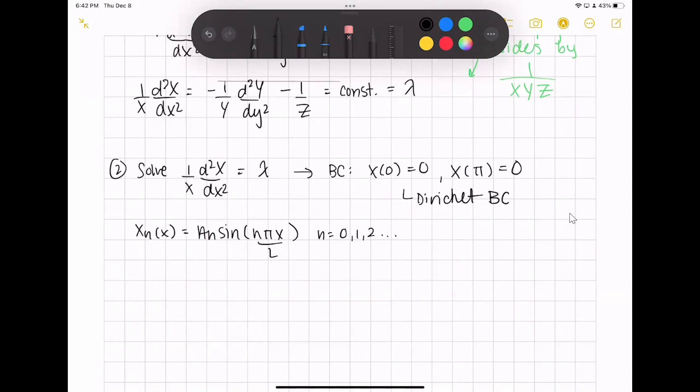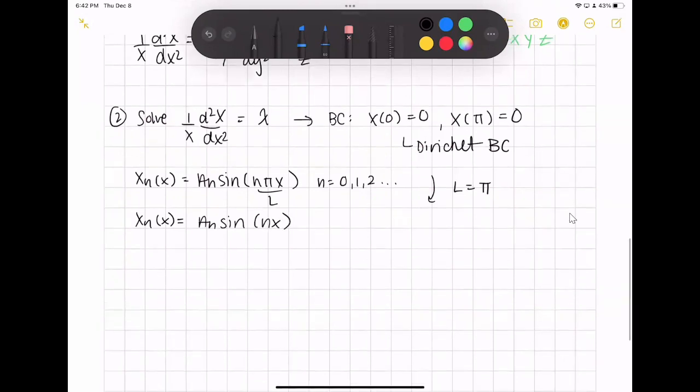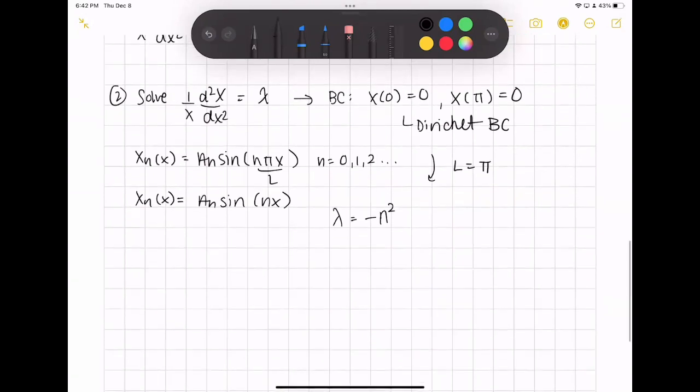But remember, in this case, that our L is actually equal to pi. So I just did that to simplify the solution, but you could have any arbitrary L, and then where your lambda is the negative case. All right, now the next step is to solve the remainder.